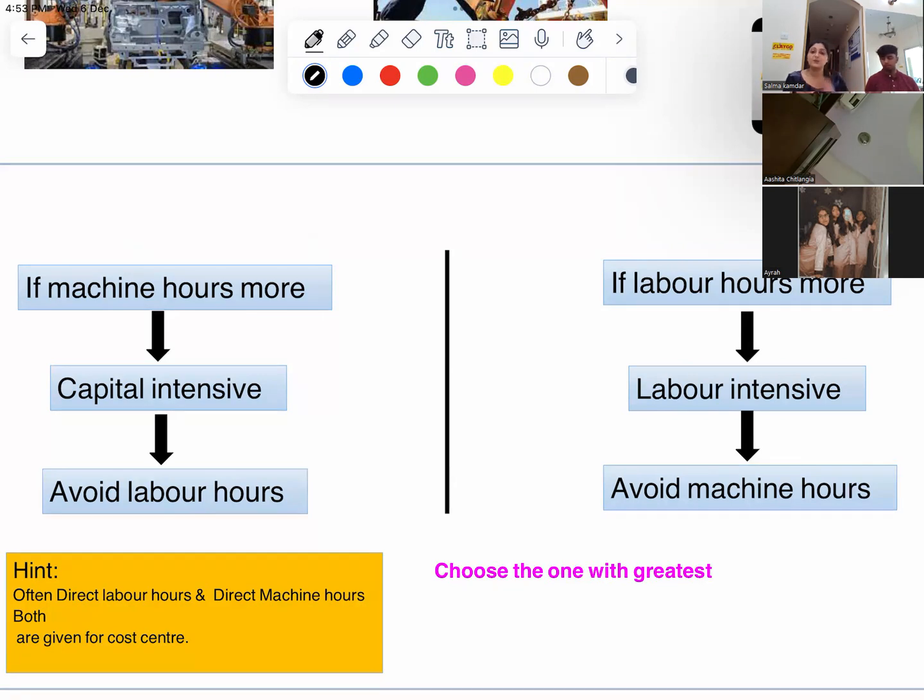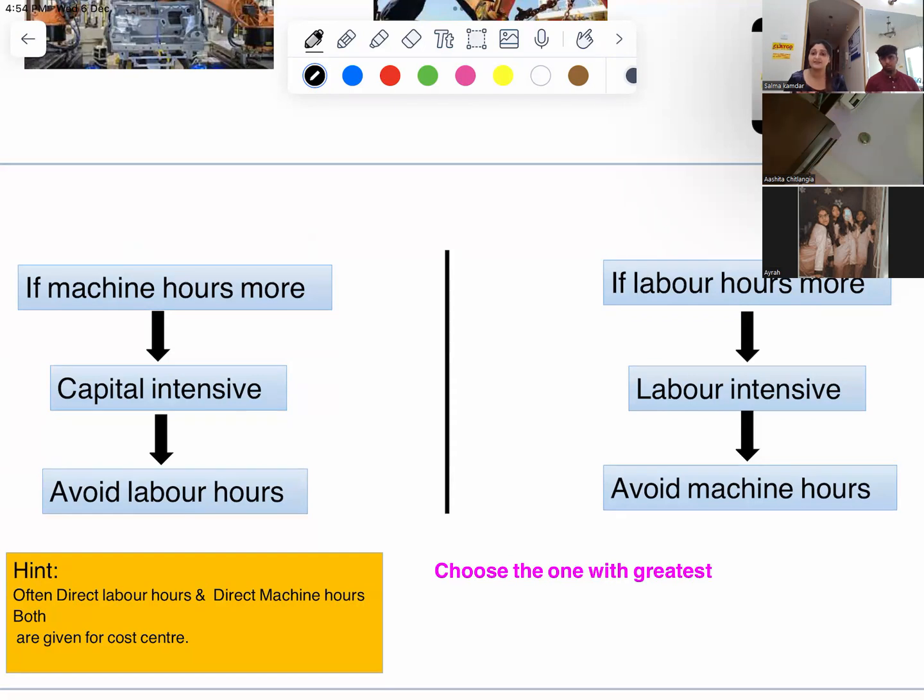You will avoid the machine hours and take only labor hours. Whenever you decide it is capital intensive, you will find the OAR taking only machine hours into consideration. And you will write dollar so and so. Do not forget to write per direct machine hour or dollar so and so per direct labor hour.